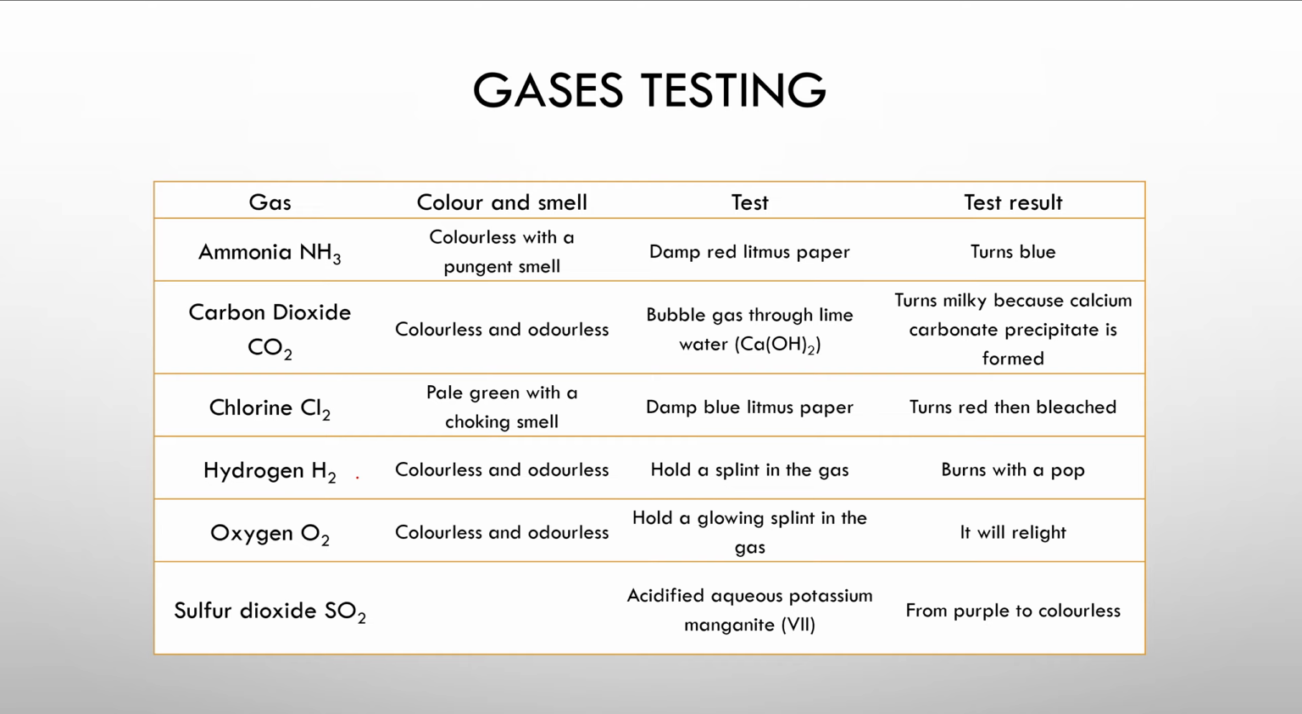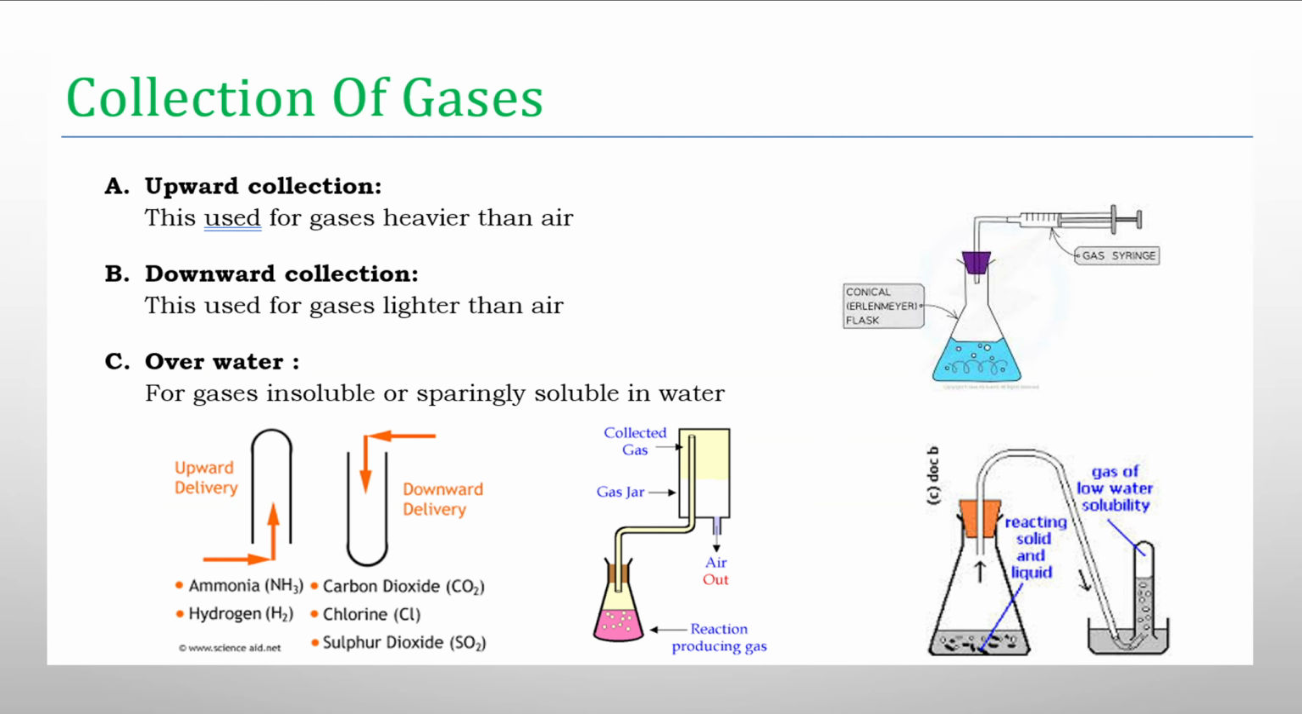Hydrogen, this is the squeaky pop test. A lighted splint burns with a pop. Oxygen is a glowing splint relights because oxygen supports combustion. Sulfur dioxide, like we agreed, will decolorize potassium manganate 7, changing it from purple to colorless.